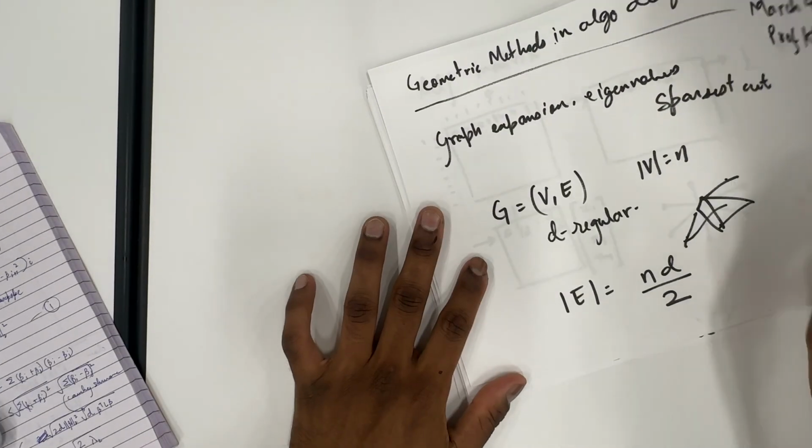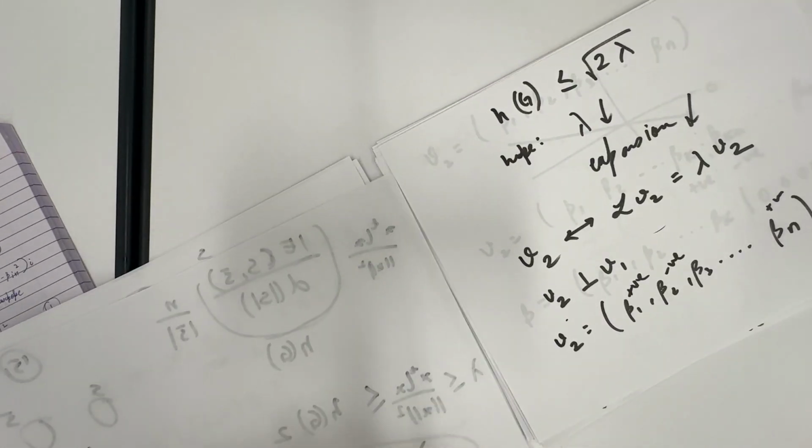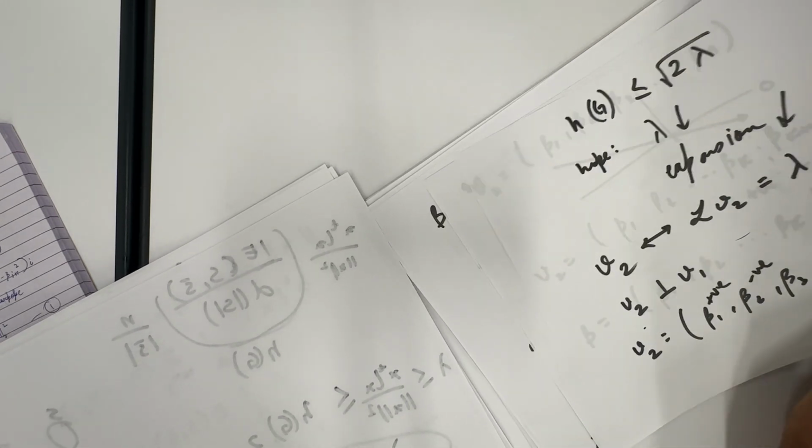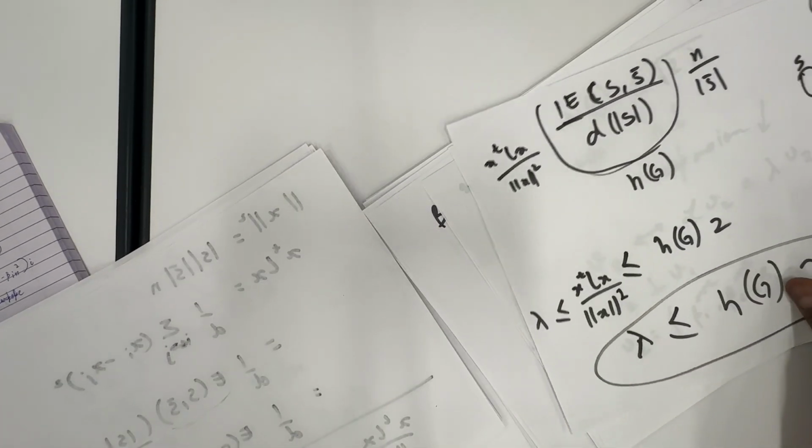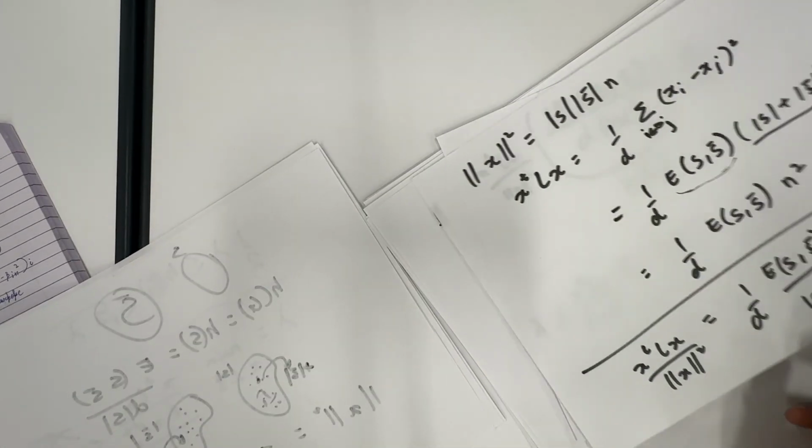I used 31 sheets of paper in 1.5 hours to make this lecture. I don't want to go through graph expansion, everything. I just want to go through the Cheeger's result again, because that I think is the one which is more important.